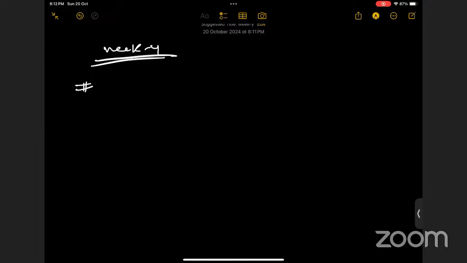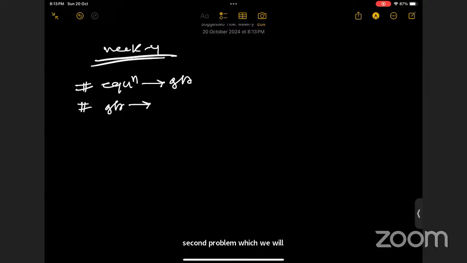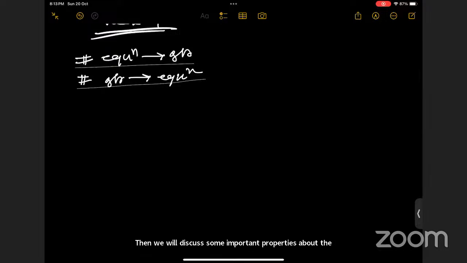First we will see that if we have an equation, then how to plot a graph. The second problem which we will solve is that for an arbitrary graph, we will calculate the equation. Then we will discuss some important properties about the graph. After that, I will pick all of your doubts from your activity questions and practice assignments.